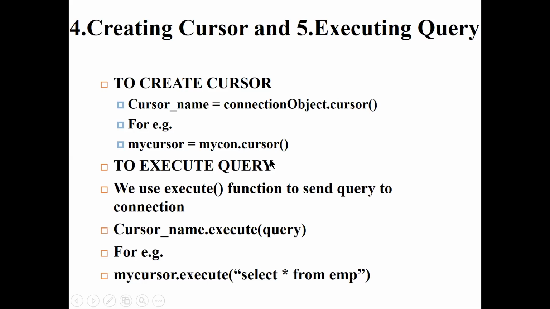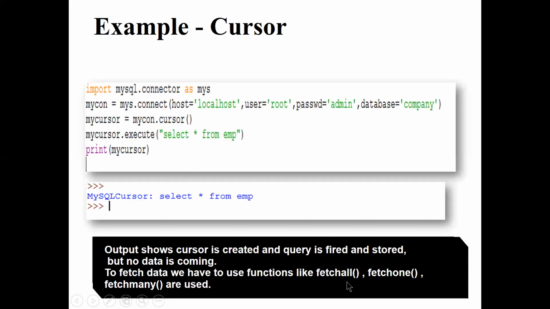Okay, and then to execute the query, what is the next step? You have to execute the query on the cursor. Whatever object we created for the cursor, on this cursor object you have to execute the query. We use the execute function to send the query to the connection. So here you have to use the cursor name. What is the cursor name here? My cursor. So my cursor dot execute. Within the execute function you have to specify the query that you want. For example, my cursor dot execute of select star from emp, it will give you the complete detail.